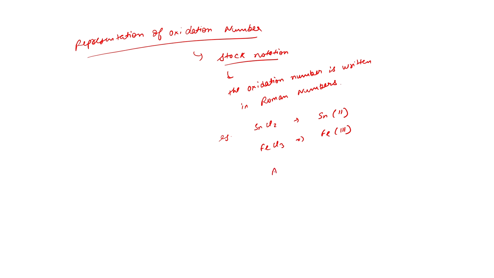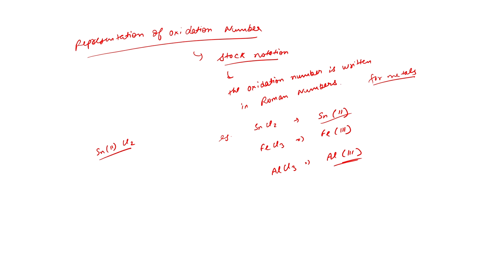Similarly, for example, AlCl3: Al is in plus 3 oxidation number. Generally it is written after the metal. So normally you can also write Sn(II) Cl2. The oxidation number is written in Roman numbers for the metals. This is just the representation of the oxidation number. This is Stock notation.